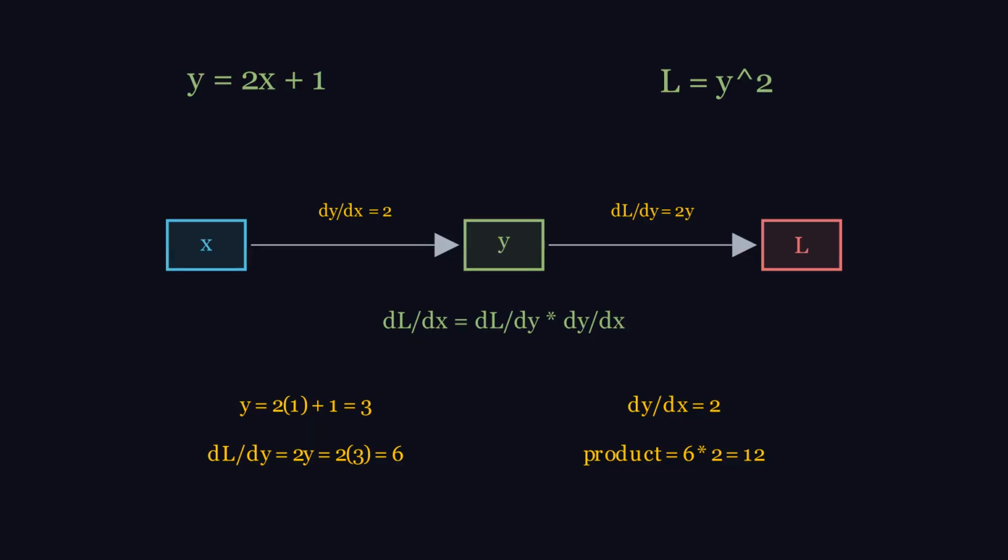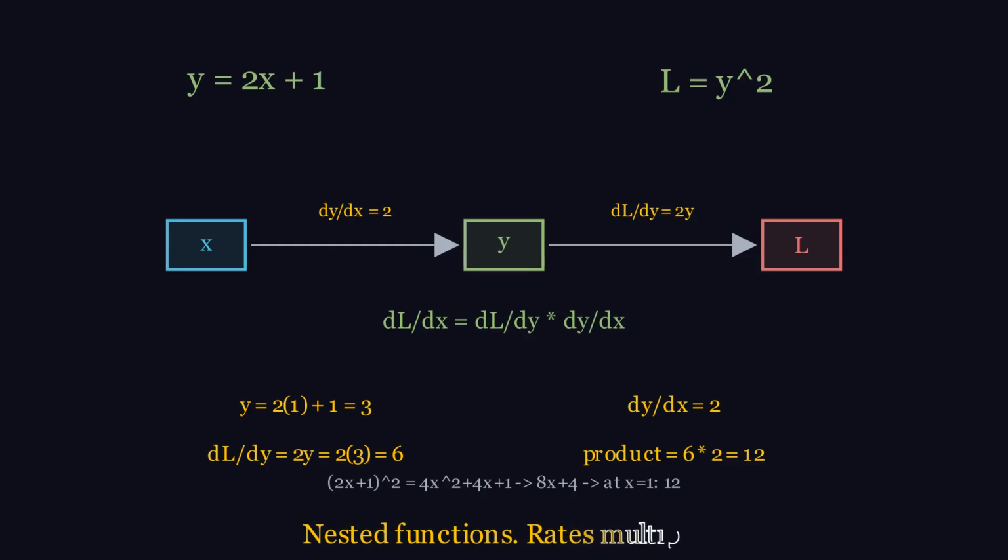Same answer. The direct differentiation gives the quantity 2x plus 1 squared equals 4x squared plus 4x plus 1, differentiating 8x plus 4. At the variable x equals 1, that's also 12. When change propagates through nested steps, the rates multiply. That's all the chain rule is, and it's the one tool backpropagation uses everywhere.